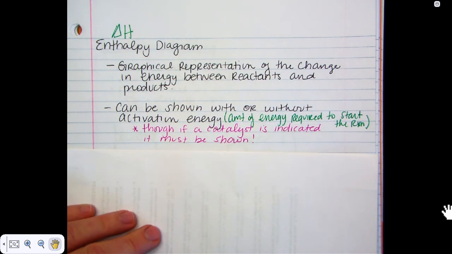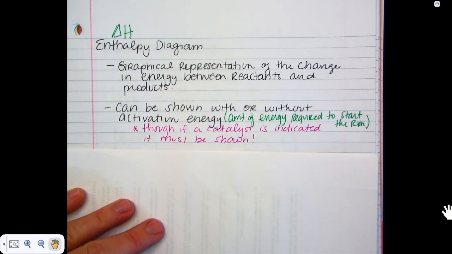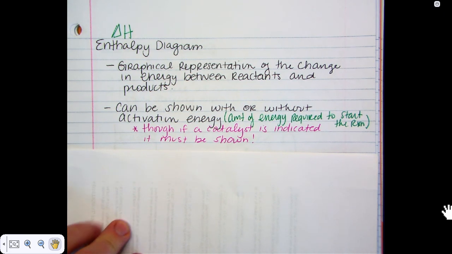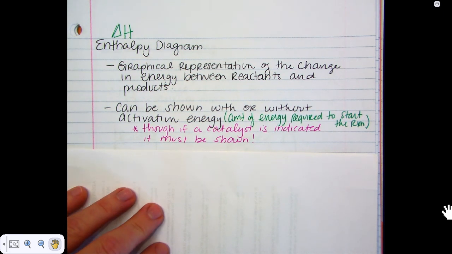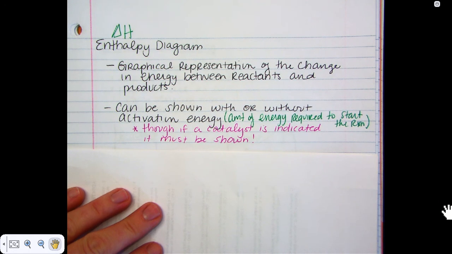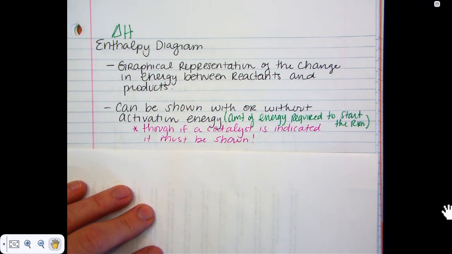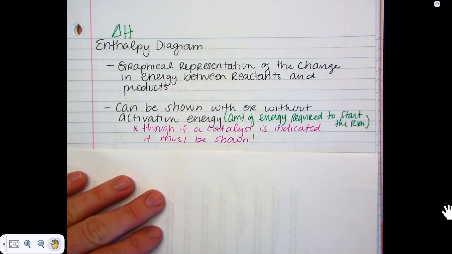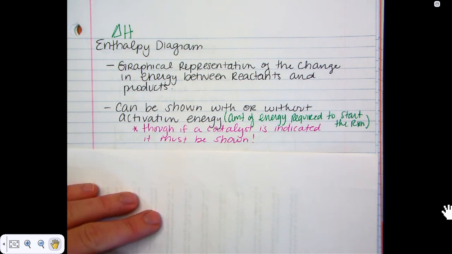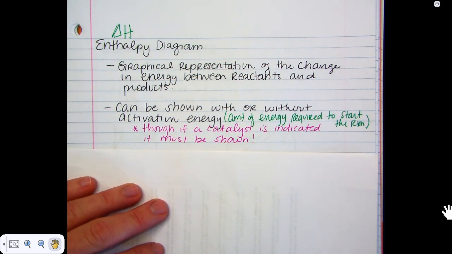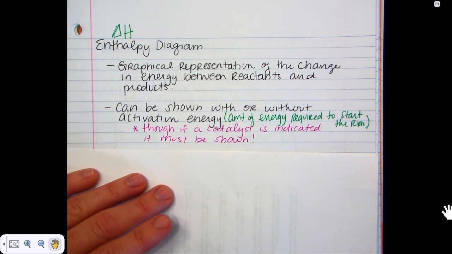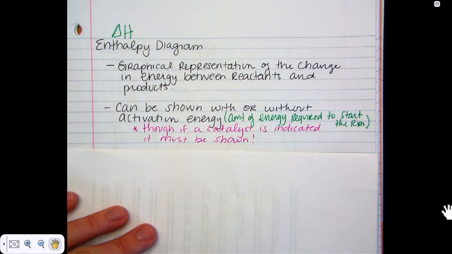And then I leave you this little note here that if a catalyst is indicated or asked about, you have to include activation energy, because remember that catalyst, think biology, is a method of speeding up a reaction like an enzyme. And a catalyst provides an alternative pathway that lowers activation energy. So for me to show the reaction of a catalyst, I have to have something to reference that. And I'll show you an example of that as we go.